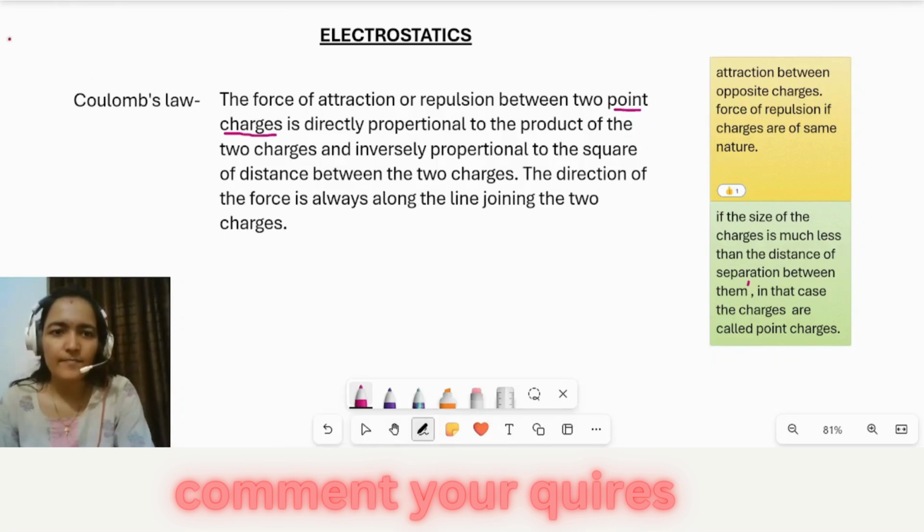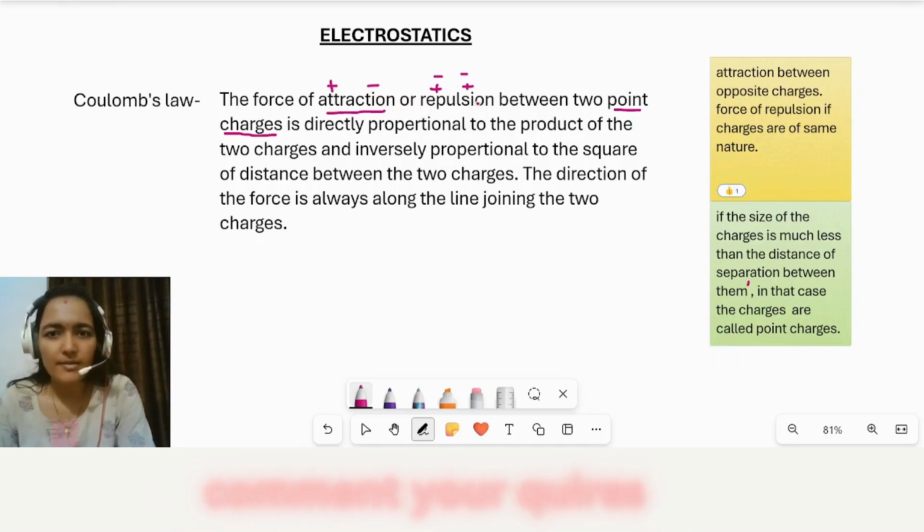Let's understand this. First, what is this? The force of attraction or repulsion. Always keep in mind attraction happens between opposite charges. If two charges are of opposite nature, in that case, both the charges attract each other. But if the two charges are of same nature, meaning either both are positive or both are negative, in that case repulsion occurs.